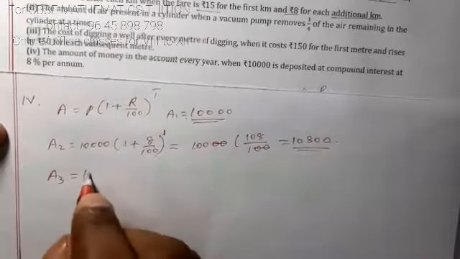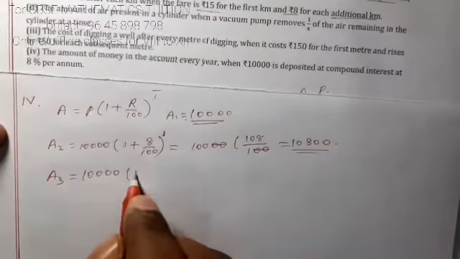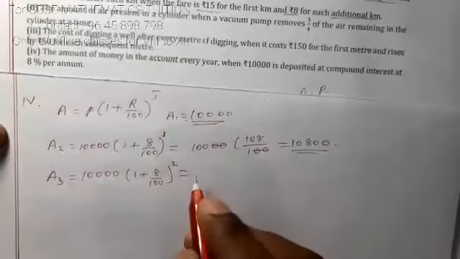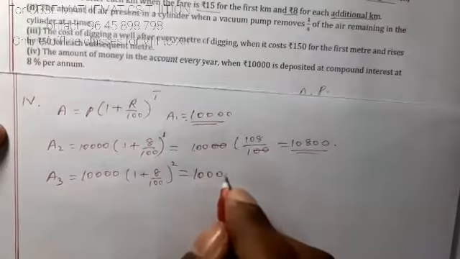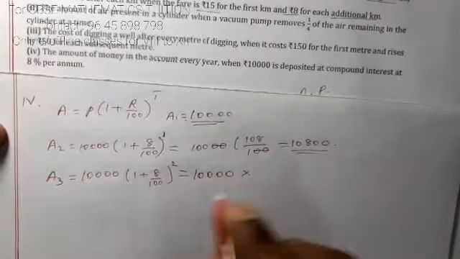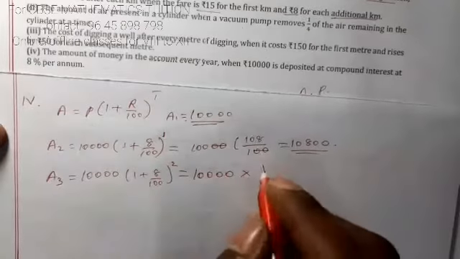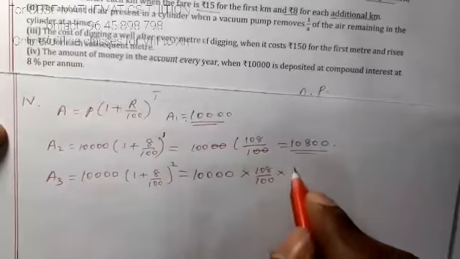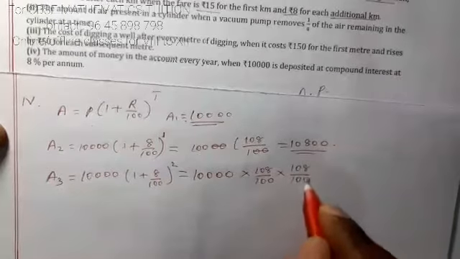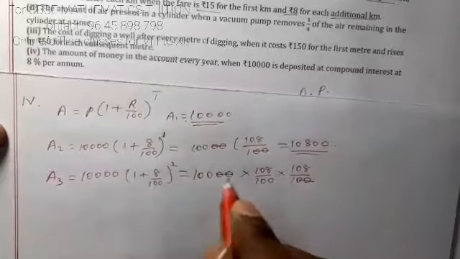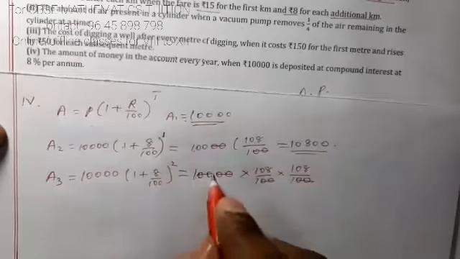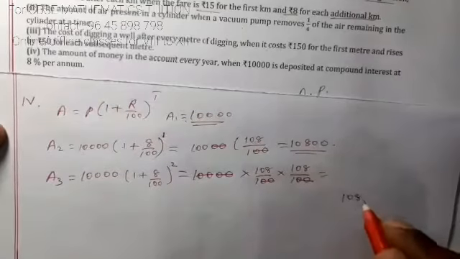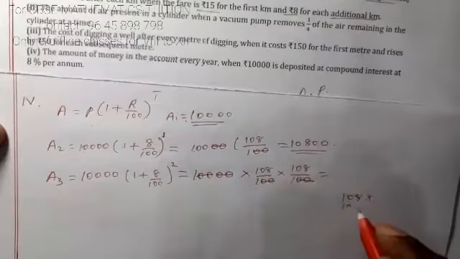The third year starts, which means 2 years of interest will be there. So 1 plus 8 by 100 whole square will be there. So 10,000 into this, we added and we studied, 108 by 100. And here the square is there, so 2 times we want to multiply that. Now these 2 zeros and these 2 zeros cancel. This is also cancelled. So we can multiply this.